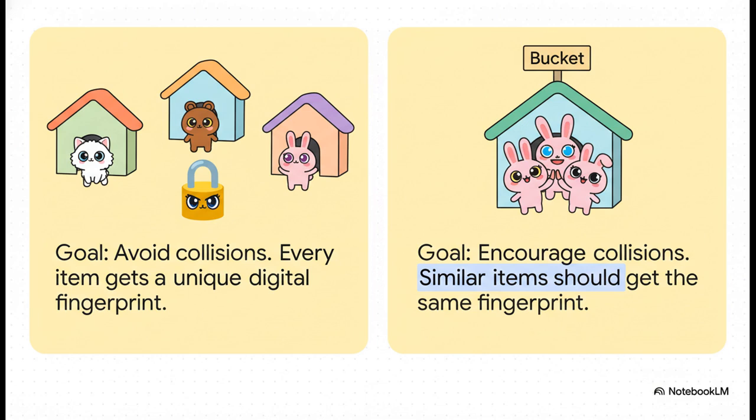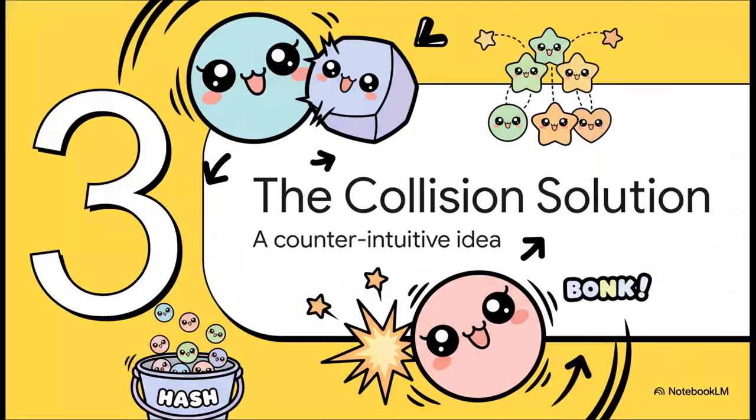But then you have locality-sensitive hashing, or LSH, and it just flips that script completely. Its entire goal is to encourage collisions, but, and this is the key, only for items that are already similar. The whole idea is that if two things are alike, they should end up with the exact same fingerprint. And this totally counterintuitive idea, actively seeking out collisions instead of running away from them, well, that's the breakthrough. That is what makes lightning-fast similarity search possible.